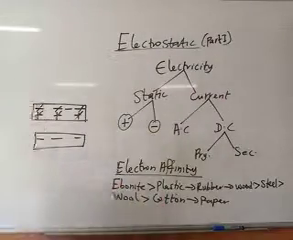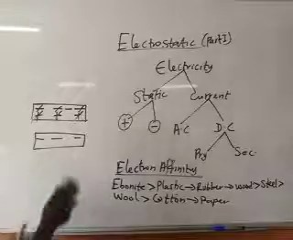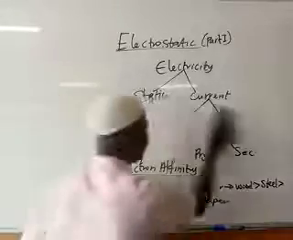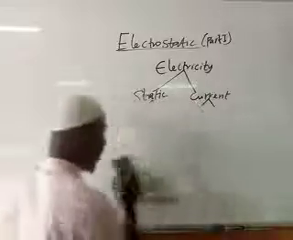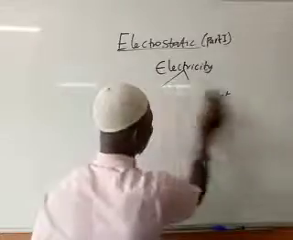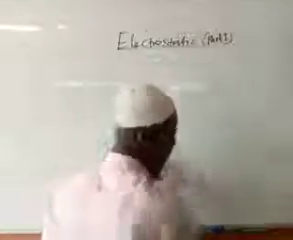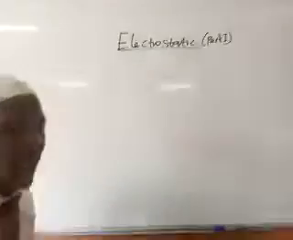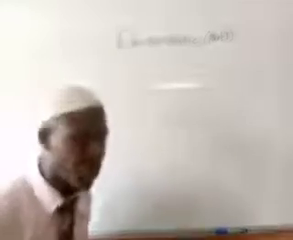Now, the second method of charging a body, and don't forget I said we have 3 methods. The first one is by friction, which is the same thing as what? By rubbing it together. While the second one is by contact. That contact is also called conduction.